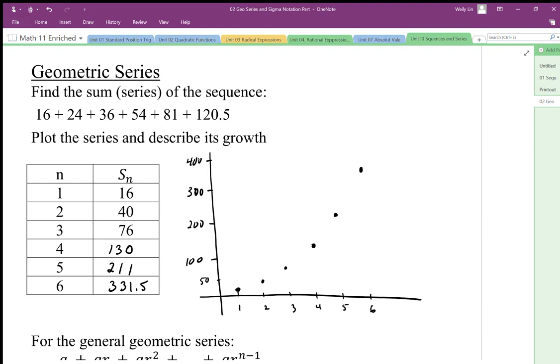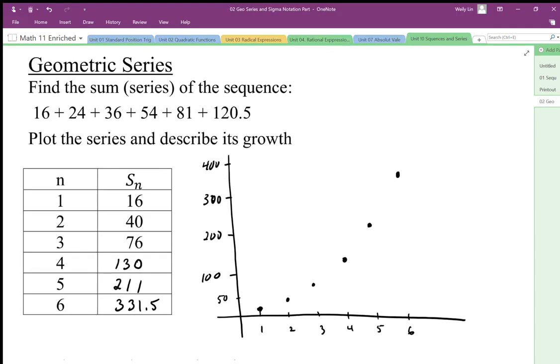We want to find the sum of a geometric sequence, or in other words, find a geometric series. To do that, let's look at the properties of what this geometric series is going to look like. So here I have a geometric sequence, 16, 24, 36, 54. We're multiplying by 1.5. So let's just make sure that's clear. r is equal to times by 1.5.